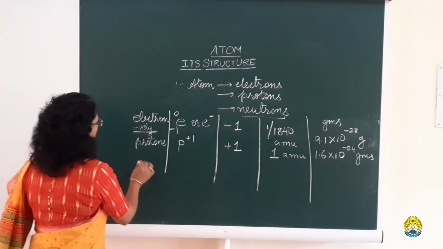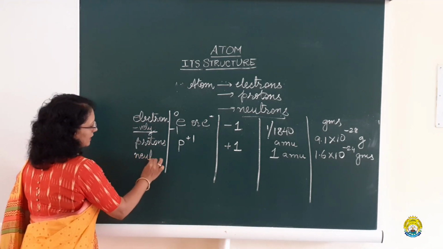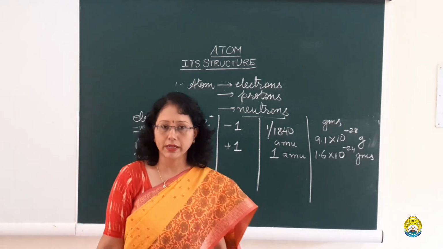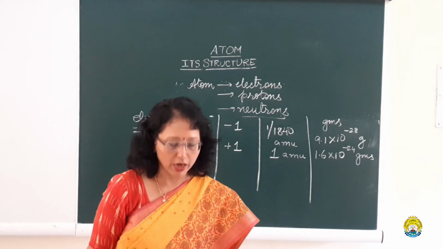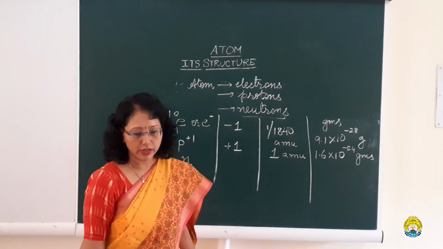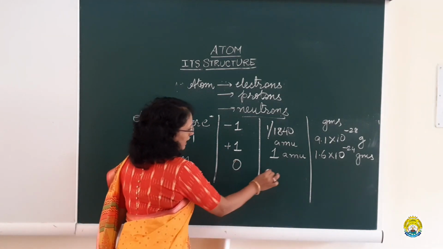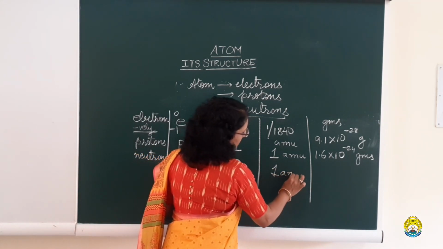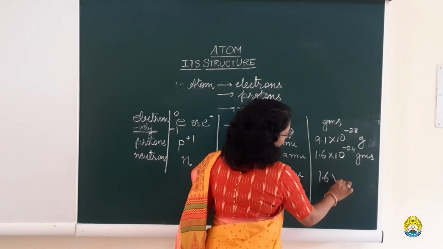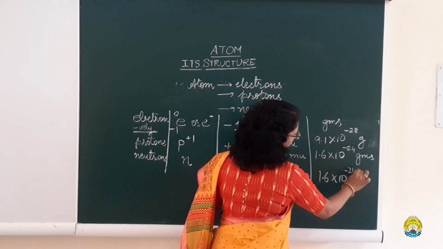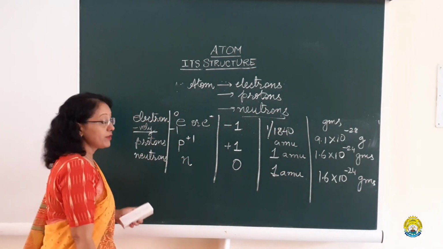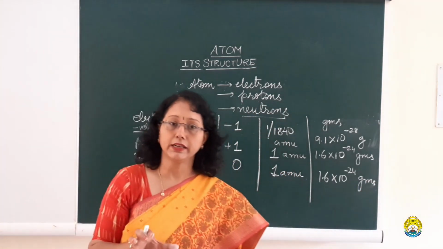In the same way, the third subatomic particle present is the neutron. They are neutral particles, denoted by n, with no charge, so the charge is 0. In terms of atomic mass unit it is 1 AMU, and in terms of grams it is about 10 raised to power -24 grams.